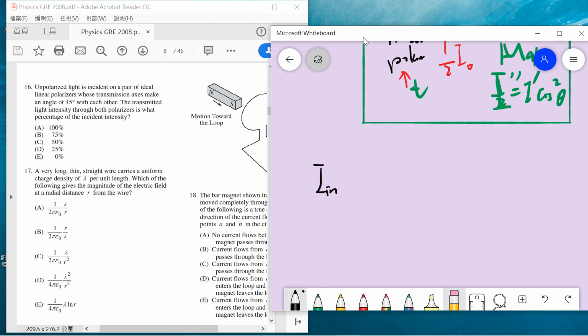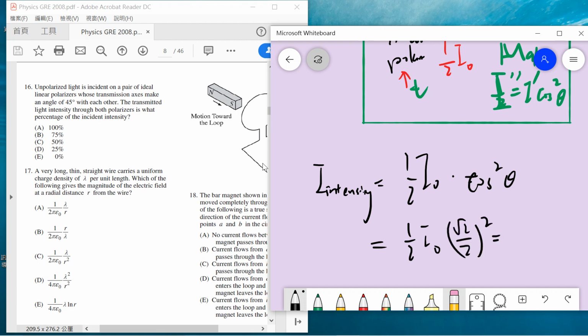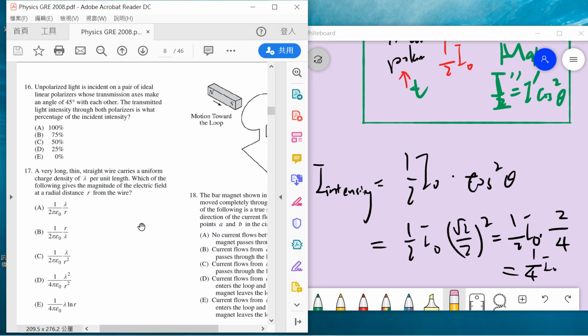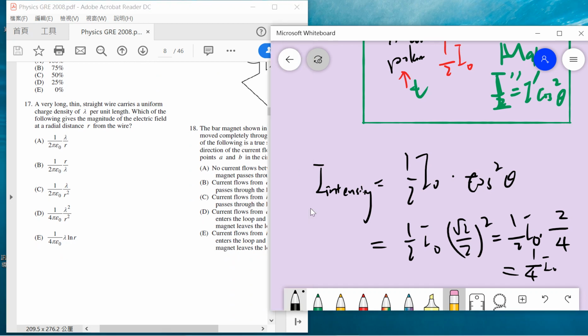So the intensity is basically the original times cosine squared, and the angle here is 45 degrees. So it's half times I naught times 2/4, so it's 1/4 I naught. So it's 25%. That's 16. Okay, so 17.